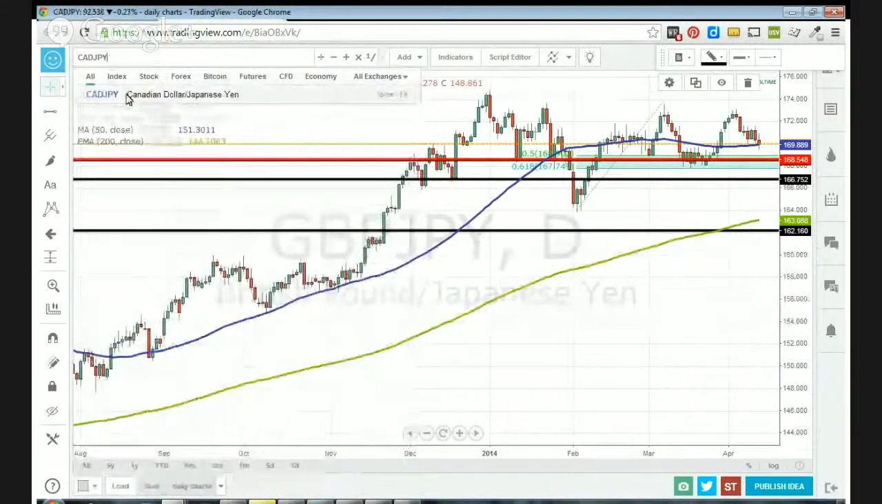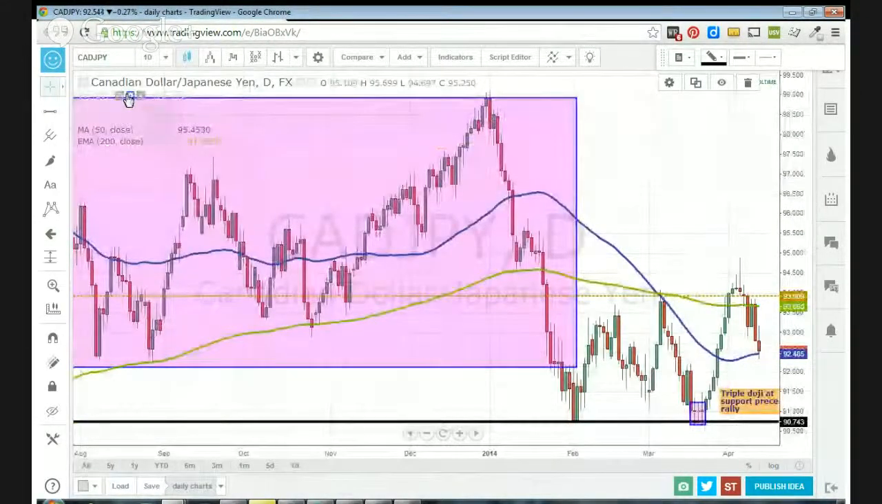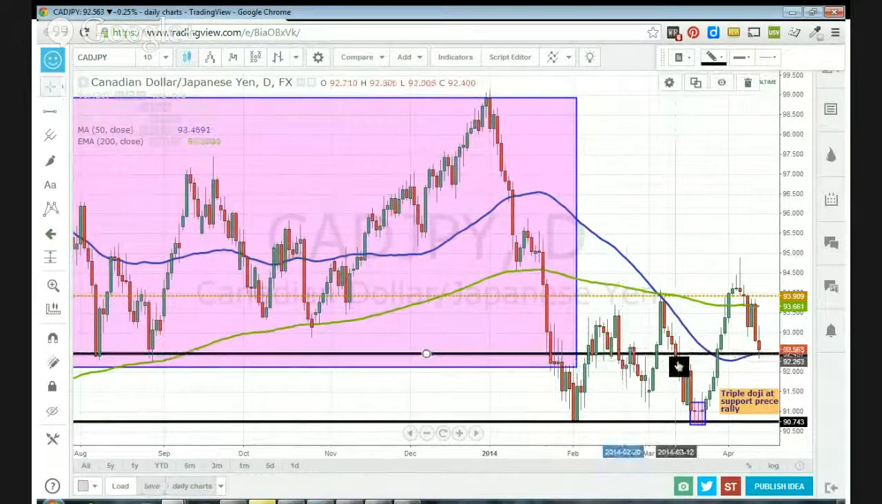One yen position that got stopped out today was this one. Canada yen, I had entered at 92.40. Unfortunately, it's not on. I don't know why it's not on here. But I entered at 92.42, right around here. That's where I entered.